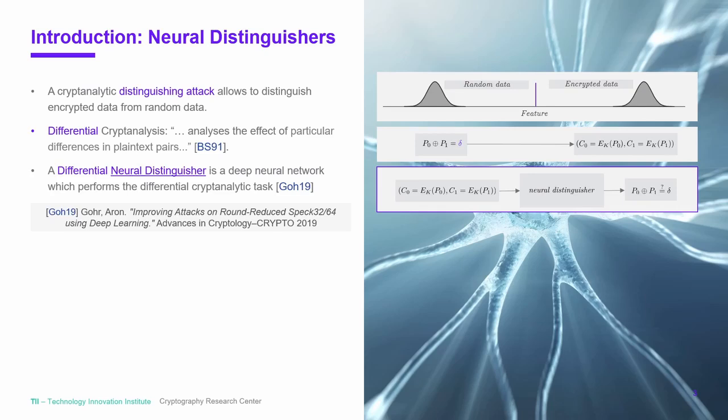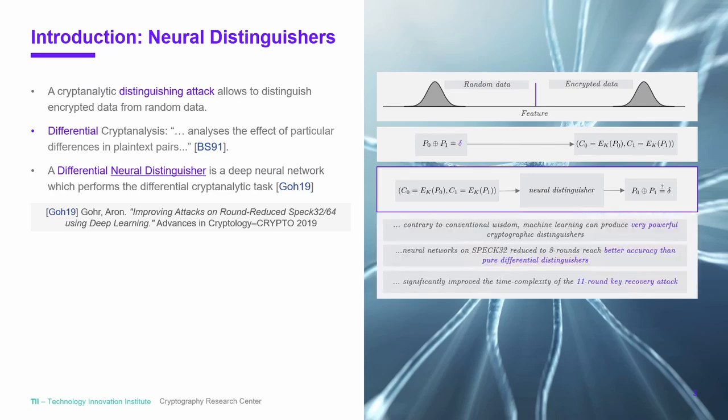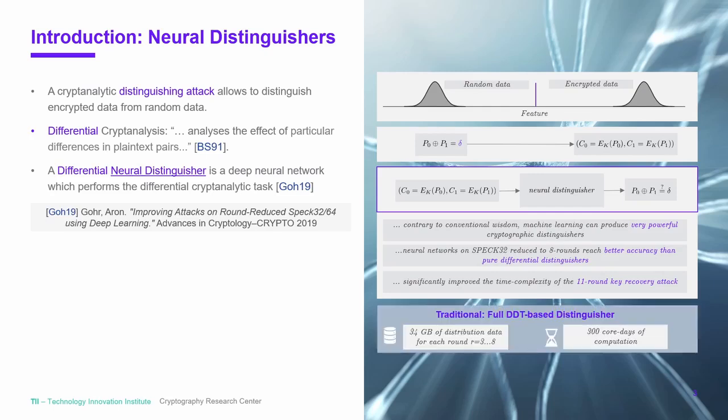The seminal work on this has been done by Aaron Gohr and presented at Crypto 19. It's considered a seminal work because it challenged conventional wisdom and showed that machine learning can actually produce very powerful distinguishers. They can reach better accuracy than pure differential distinguishers. And he also improved the time complexity of the 11-round key recovery attack. He compared his neural distinguisher to a full DDT-based distinguisher for which he generated around 150 gigabytes of data in 300 core days of computation.